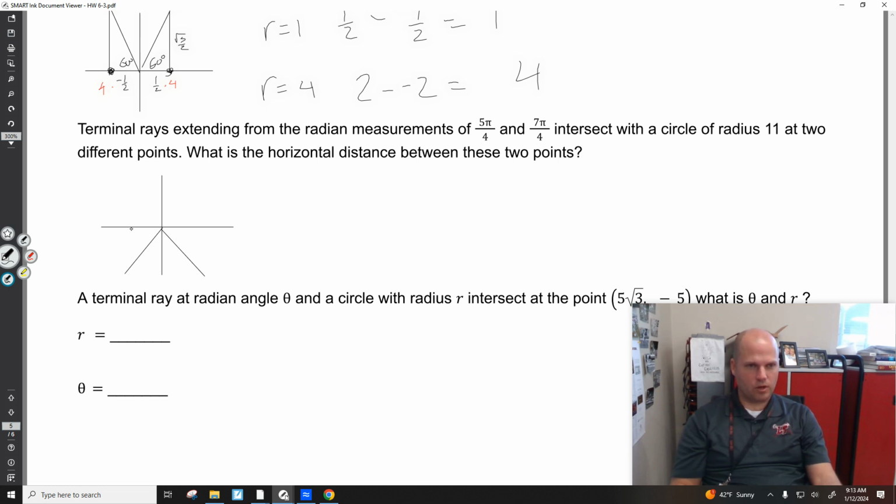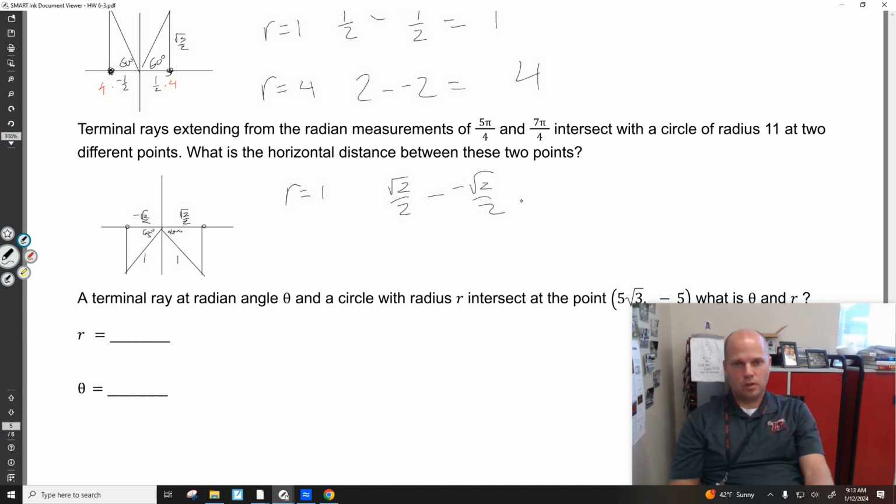Horizontal distance here, well, it's going to be the same as this horizontal distance here. 45 degrees, 45 degrees. I care about the horizontal distance. So that's concerning this x distance, root 2 over 2 and root 2 over 2. This is a negative root 2 over 2, with a radius of 1. If my radius is 1, I have the positive root 2 over 2, and I'm going to subtract the negative root 2 over 2 to give me 2 root 2's over 2, which is just root 2.